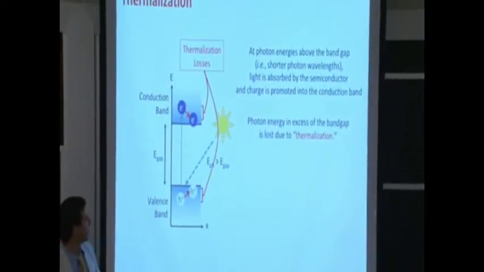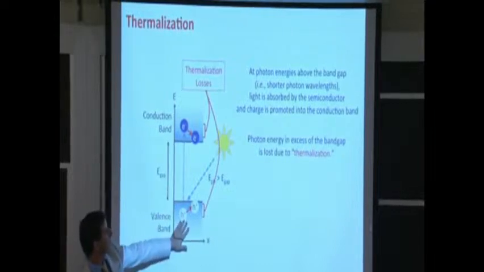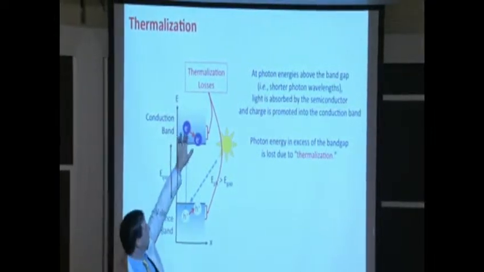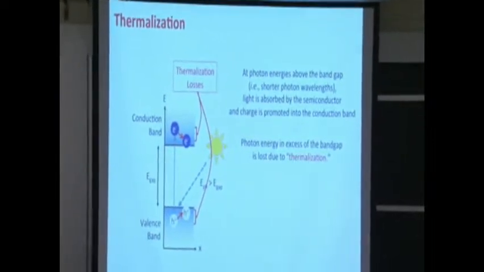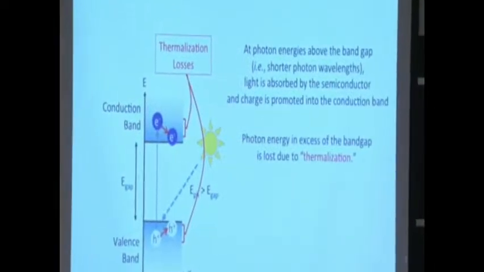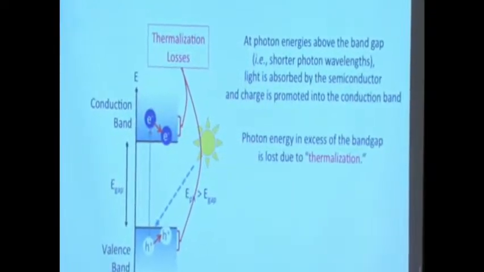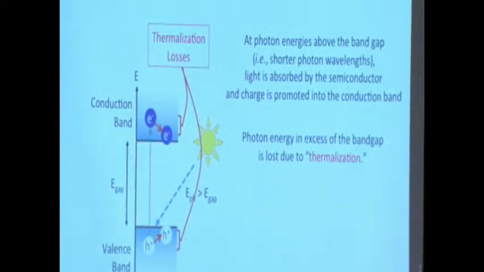So again, thermalization losses can be described by both electrons and holes in our system, by both the rattling around of that electron in the conduction band and the settling of electrons here in the valence band as well, or the rising of that hole toward the valence band maximum and the settling of that electron toward the conduction band minimum. So a natural question is, how fast is this process?